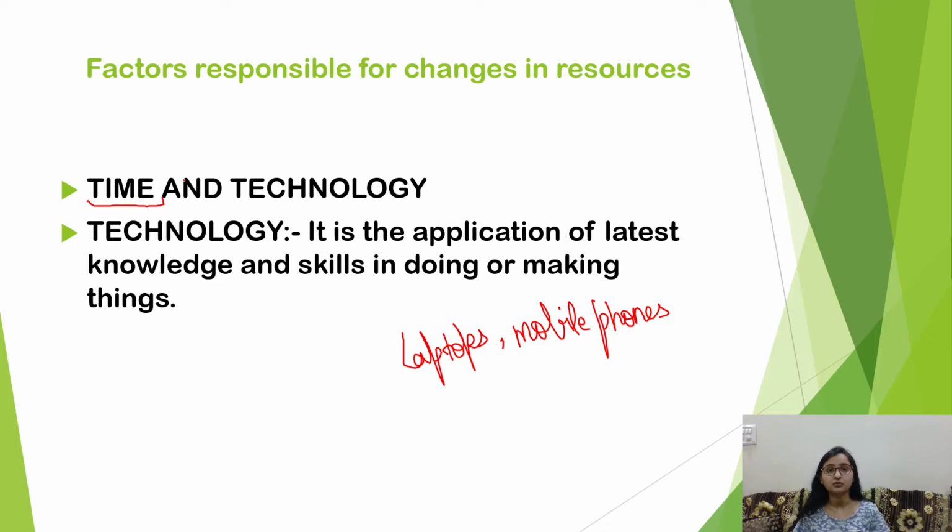Like in earlier times, a simple example, we never knew that hydropower could be possible, but now we know, oh my god, we can create electricity from running water. So with time and technology, these are the factors responsible for change in resources. Technology is the application of latest knowledge and skills in doing or making things. Nowadays, during the pandemic and lockdowns, we are using YouTube channels or Zoom classes to understand what our teachers teach us, right? So these mobile phones, laptops, or technology that we use are a basic part of our life. That means it affects the resources. So resources change according to two factors. First is technology and second is time.